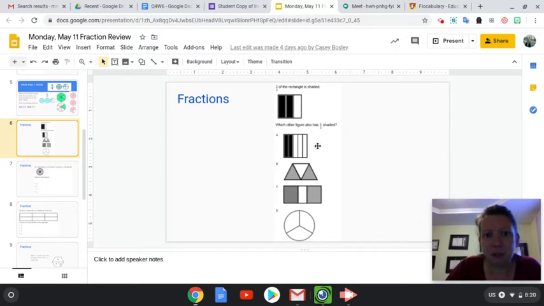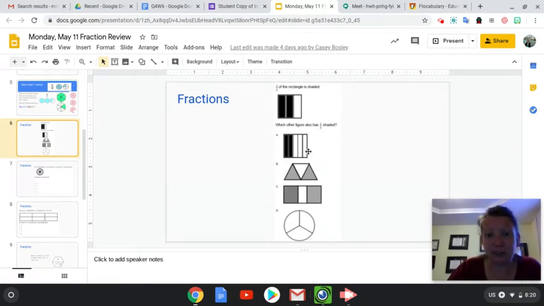Does this one have 3 equal parts? Why would somebody pick this one? Because 2 are shaded and 3 aren't? But is that what that means? Remember, that denominator is a 3. So it tells me I have how many equal parts? 3. All right, so let's look.